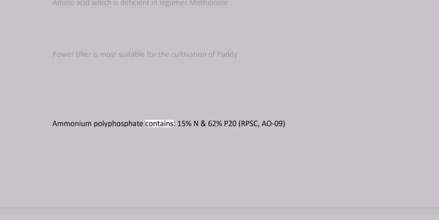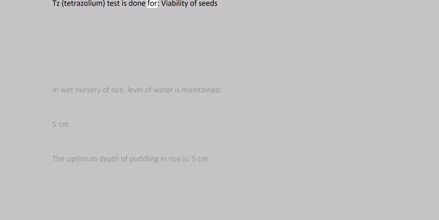Ammonium polyphosphate contains 15% N and 62% P2O5. RPSC, AO 2009. TZ, tetrazolium, test is done for viability of seeds. In wet nursery of rice, level of water is maintained 5 cm. The optimum depth of puddling in rice is 5 cm.